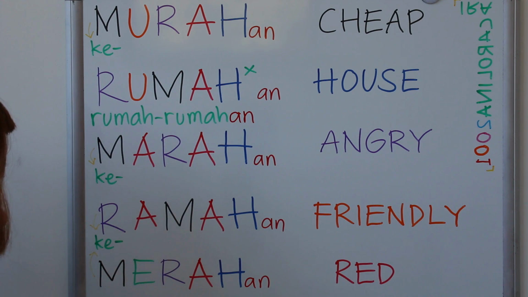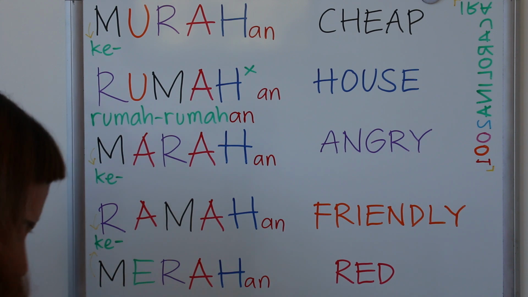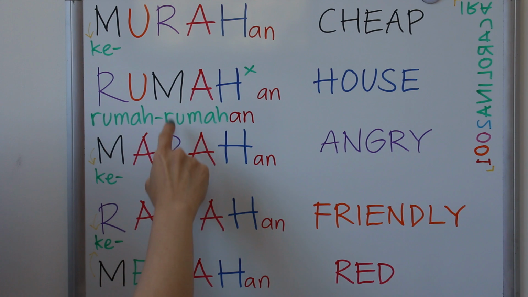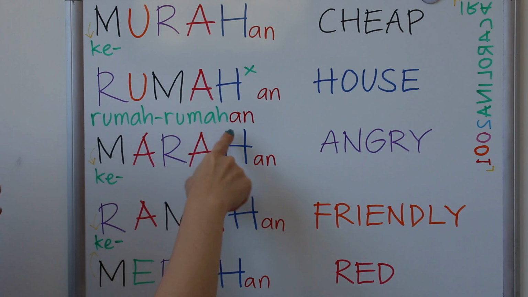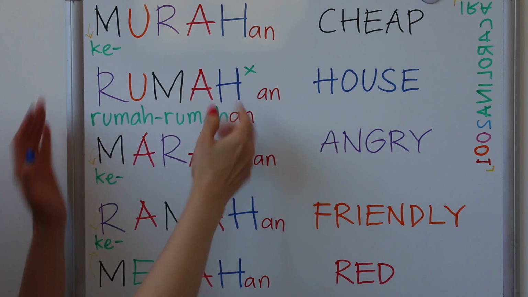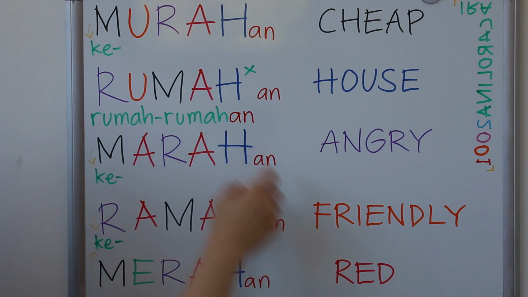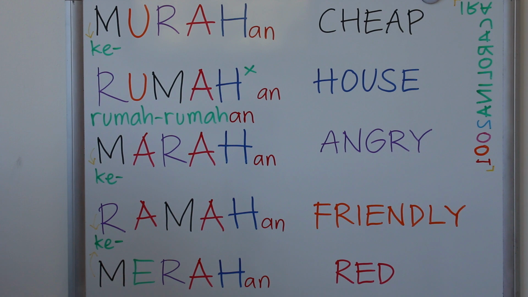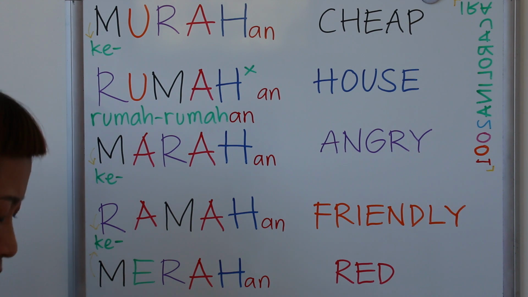Rumah, it means house. Rumah, rumah, houses. But if we repeat the word and at the last one we put the suffix an, it becomes rumah-rumahan. This is the formal way to write it, with a hyphen, the suffix together. And this one is the slang version or casual way to write it. It means toy house. Rumah-rumahan.